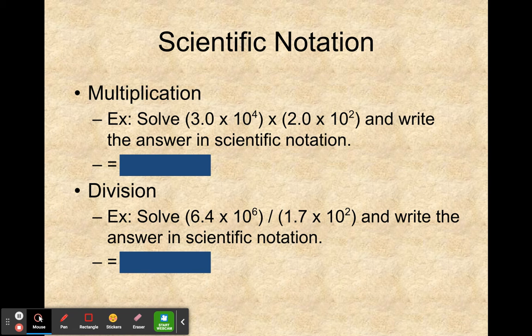So in your calculator, you would want to put a parenthesis and then 3 exponent 4 parenthesis times parenthesis 2 exponent 2 parenthesis equals.